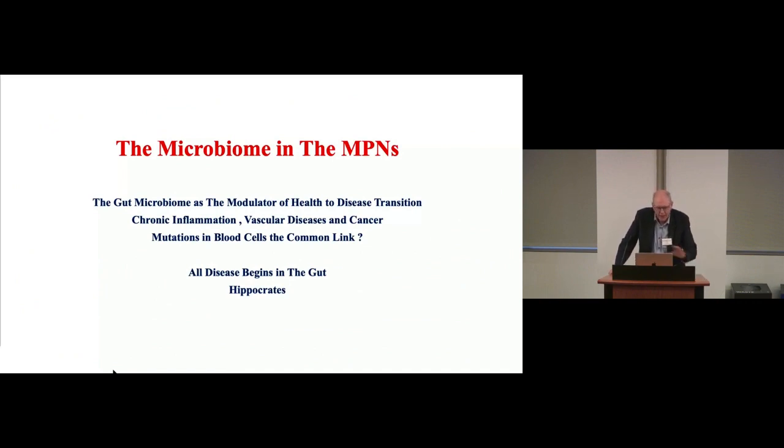And we can have these headlines. The gut microbiome is the modulator of health to disease transition. Chronic inflammation, vascular diseases, and cancer, mutations in blood cells, the common link. And so it is: all disease begins in the gut. Hippocrates said it 2,500 years ago, and now we are here again.